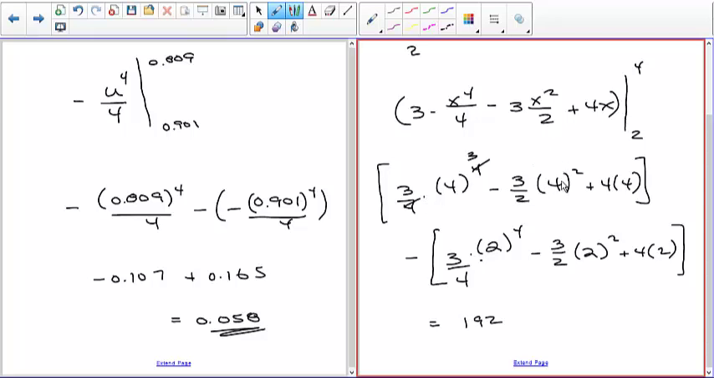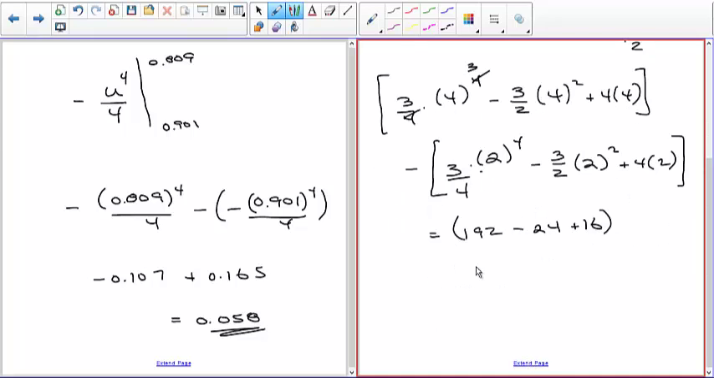Here we have 16 divided by 2 is 8. 8 times 3 is 24, so you get negative 24. 4 times 4 is 16. So those are the upper limit values. Then you've got the next one.